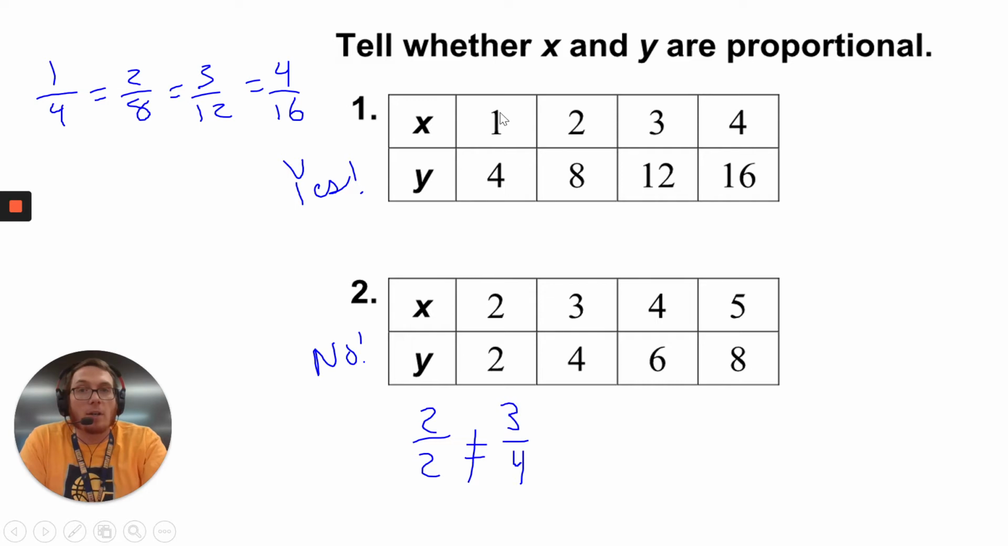It is important to realize that these both have relationships. So for example here, each time x goes up by 1, y seems to go up by 4. Each time x goes up by 1 in the second one, y goes up by 2. So just because there's a relationship does not make one of them proportional. It's the fraction and the simplification that makes it proportional.